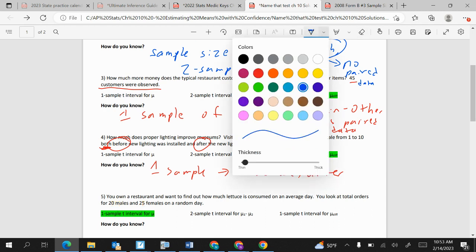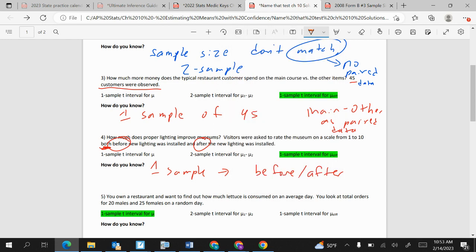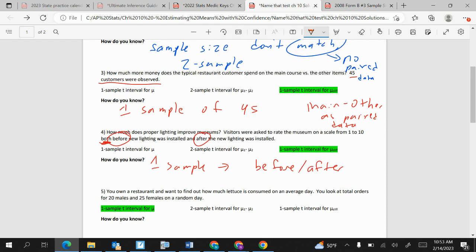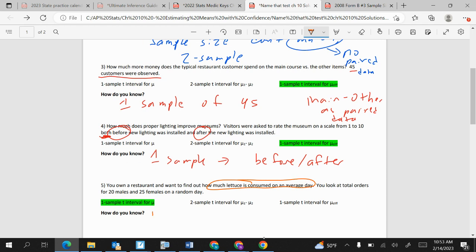This is actually a one sample situation, and I'll tell you why. They were not asking the difference between how much males and females consumed on that day. They just wanted to find how much lettuce is consumed on that day, and they just broke it up into males and females to trick you and to really trick me, because realistically, this is just a set of 45 people. All right, that's their one sample.